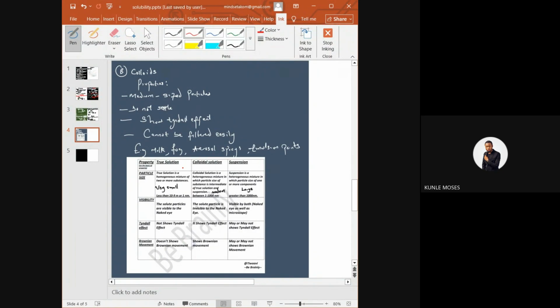There's another one, the filtration. They did not have the filtration here. Filtration for the true solution, it is no. For the colloid, it is also no. For the suspension, yes. And for the appearance, they can ask for appearance also. Solution is always clear. These other two are always cloudy.